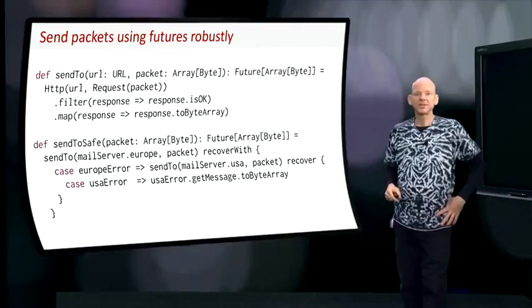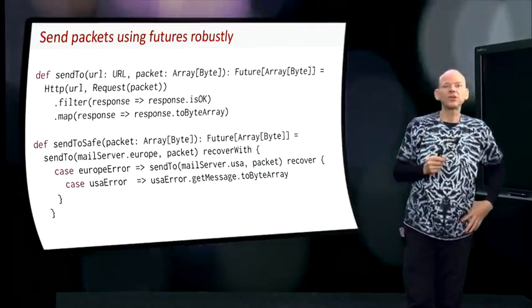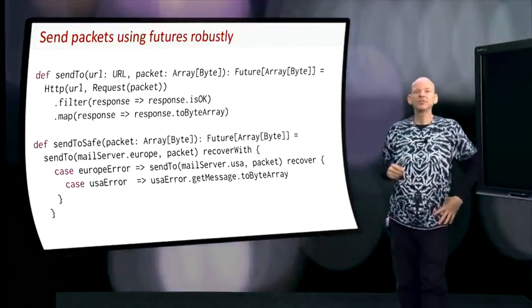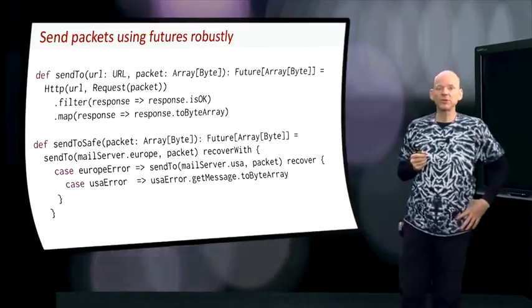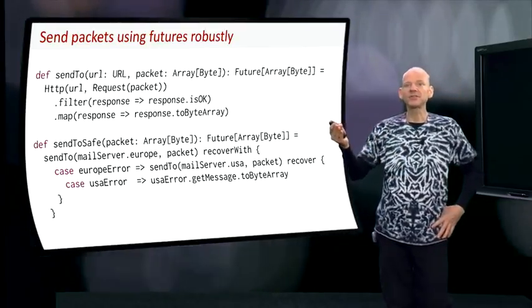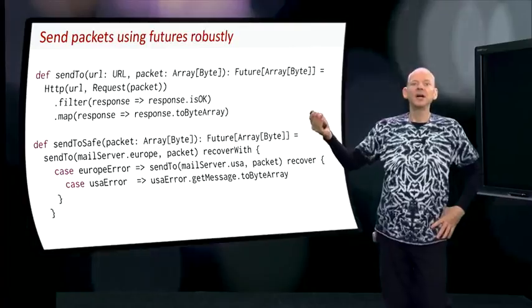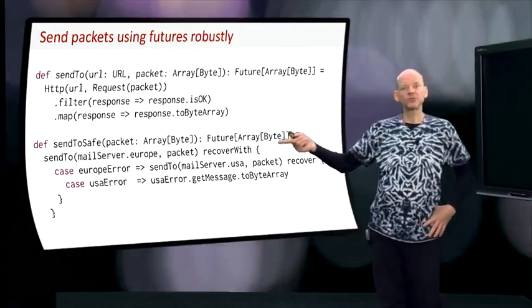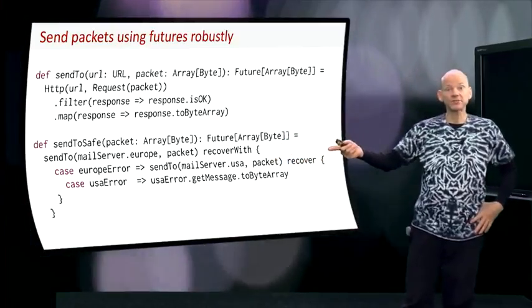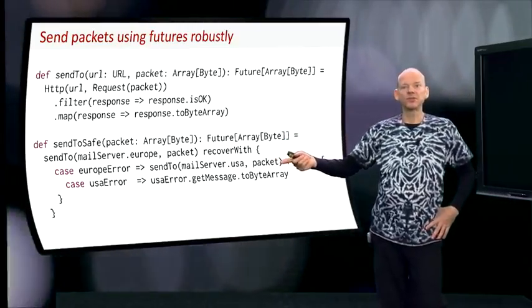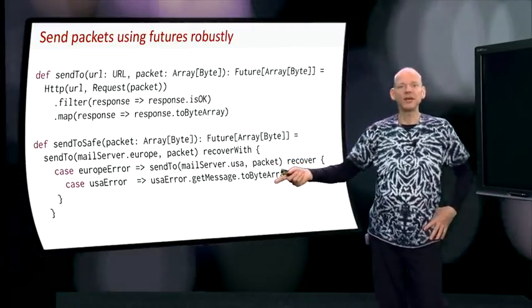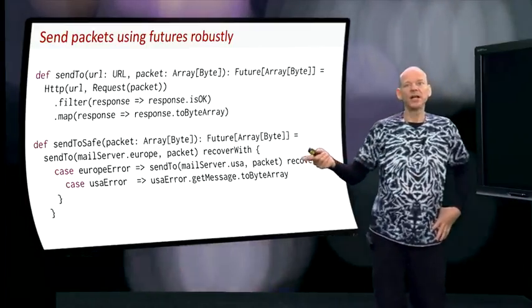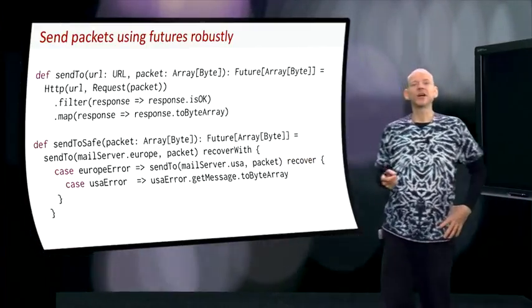packets. All right, so there was our old version. We would just send it. What we're going to do now is send the packet to Europe first. When that fails, we use recoverWith. Okay, and then what we get is a function from throwable to future of T, right? That's what we need. So then we just send it to Europe, and then to the US, and when that fails, we just return the error message with recover, and if it succeeds, we're done.